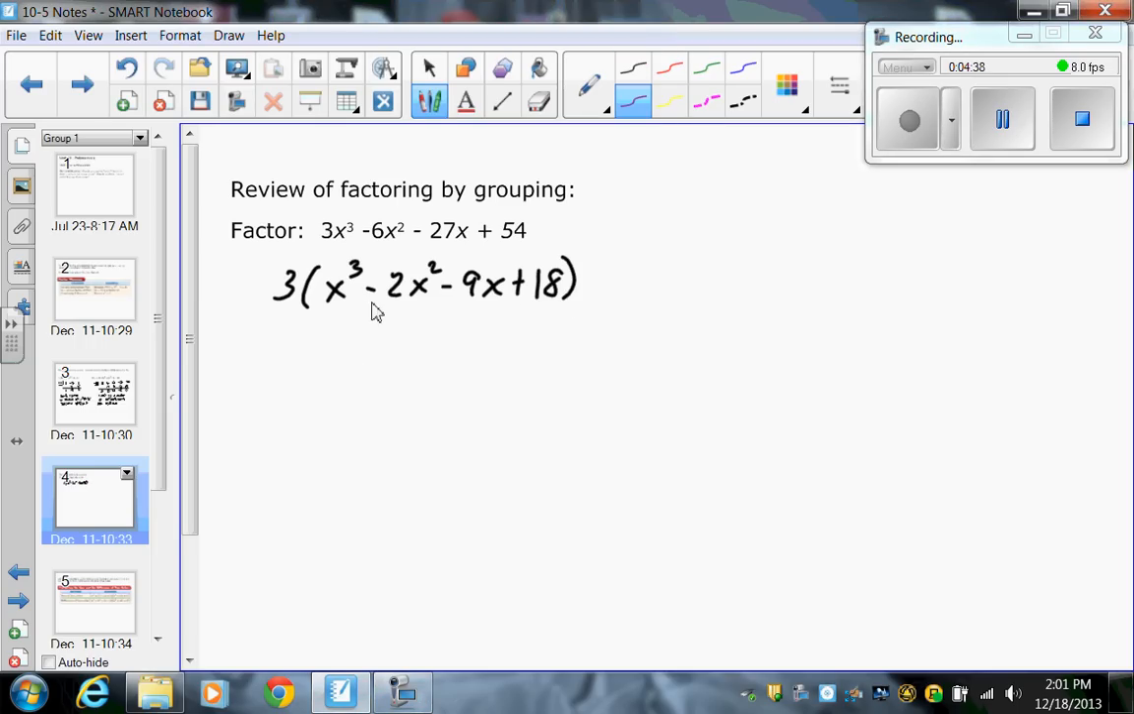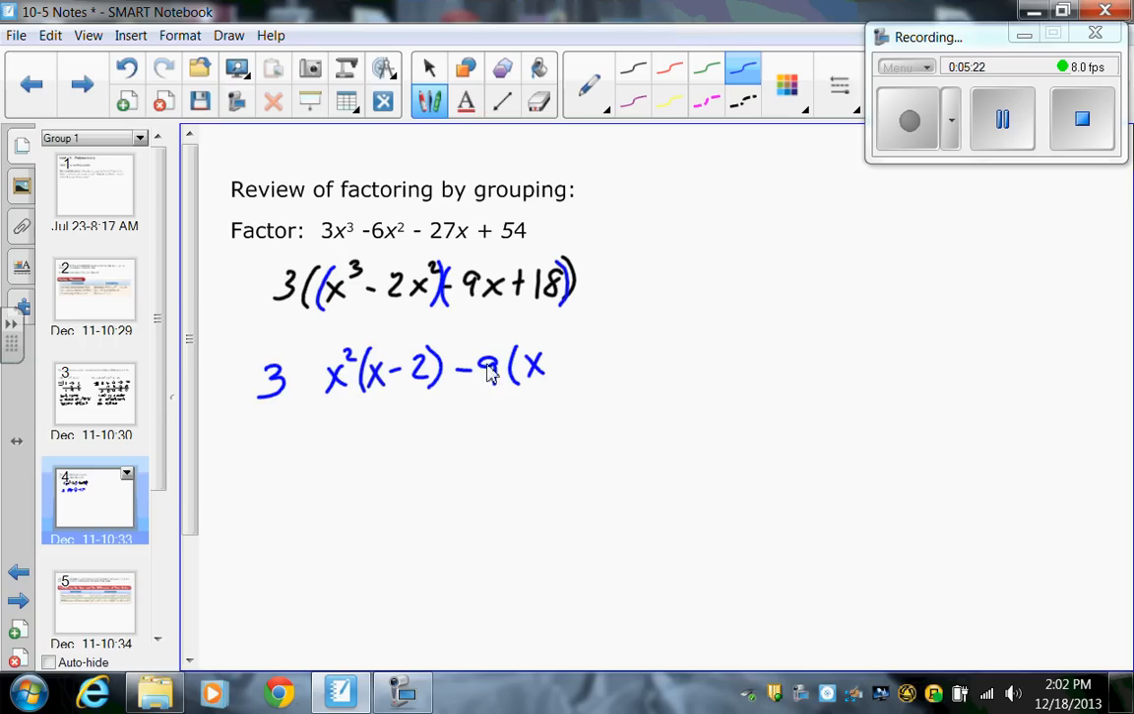Okay, then there's 4 terms here, so we can use something that you may be familiar with called factoring by grouping. So I'm going to put parentheses around the first 2 and parentheses around the last 2. What can be factored from x to the 3rd and -2x squared? I'm going to go ahead and carry down my 3 so I don't leave it off my answer. What can be pulled out from here would be x squared. X squared times what is x to the third, and that would be x. X squared times what is negative 2x squared, and that would be negative 2. Then what can be pulled out between negative 9x and positive 18, and that would be negative 9.